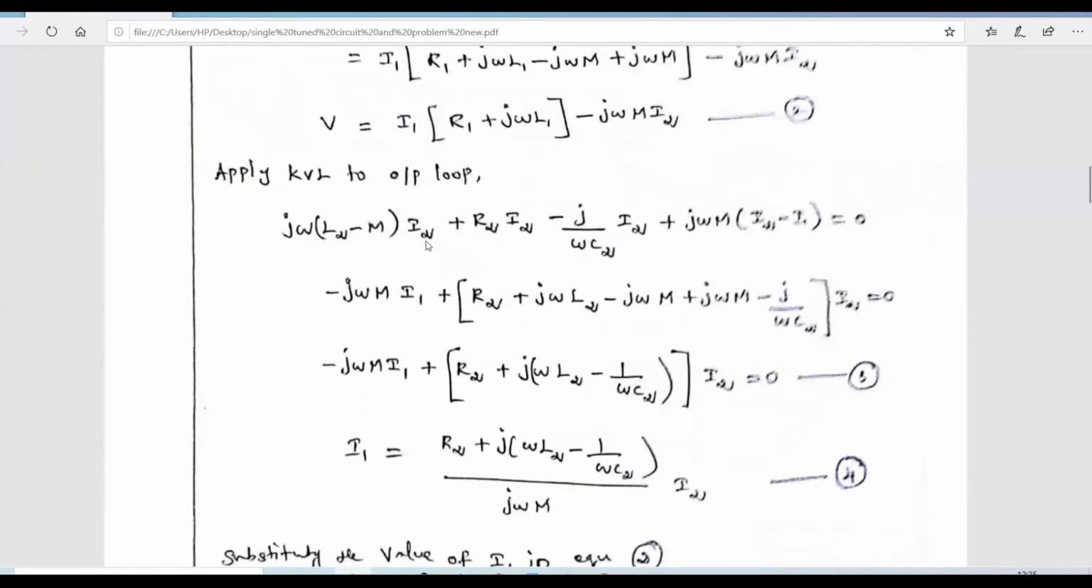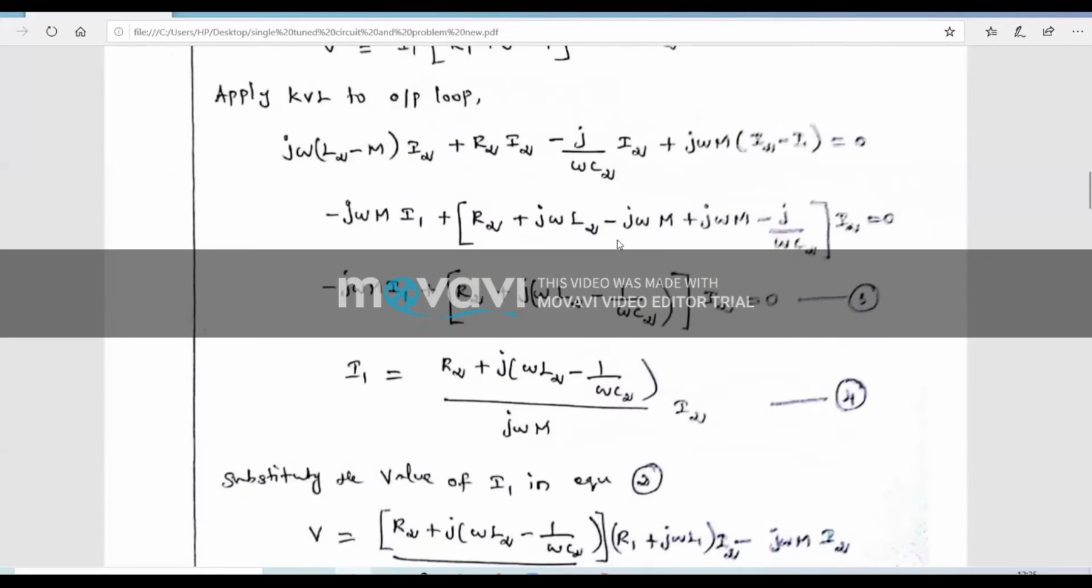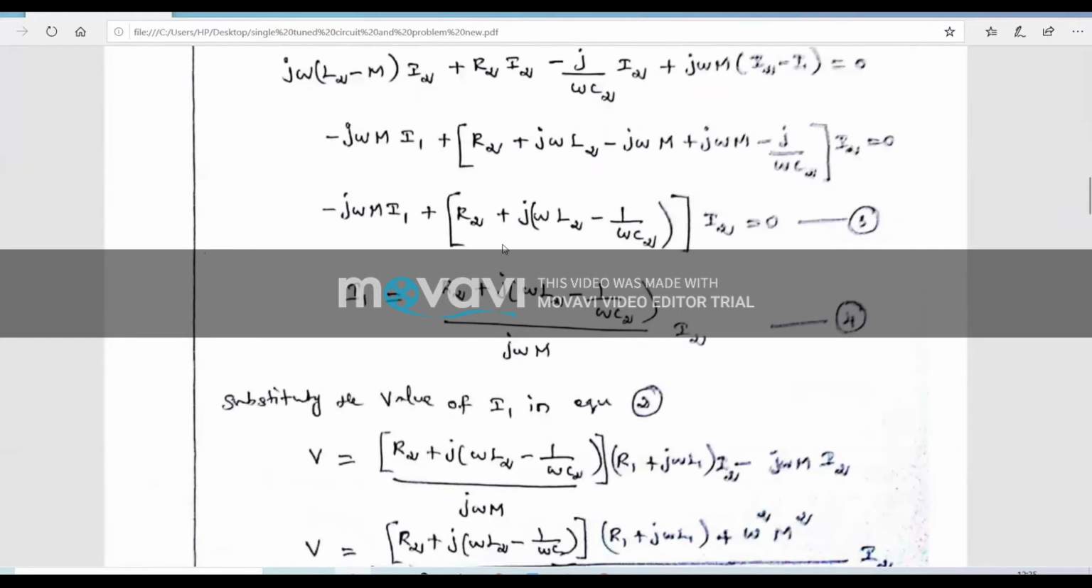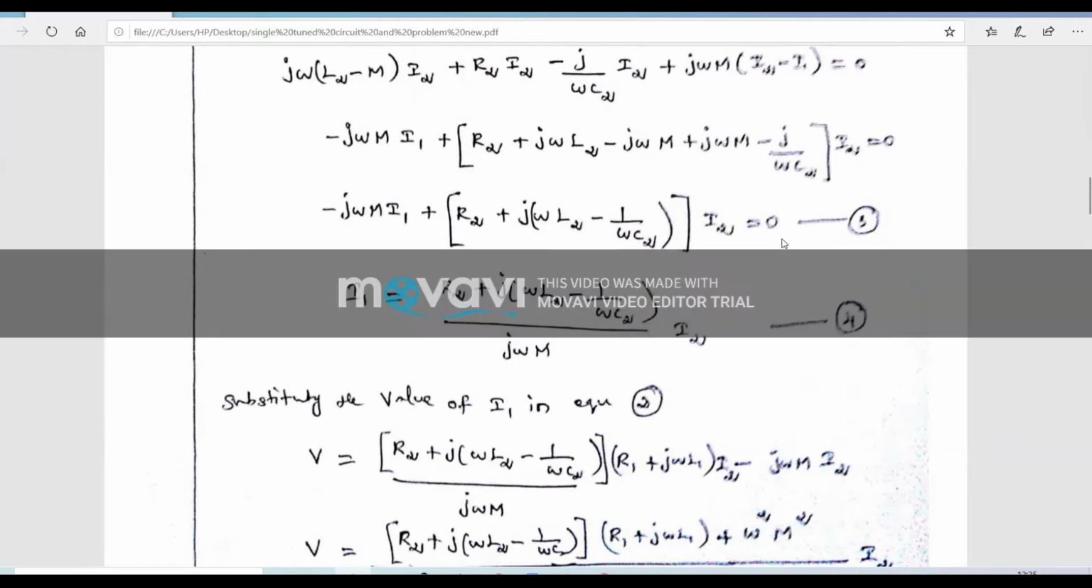Now split the terms. You collect only one I1 term and there are I2 terms. Similarly, the minus j omega M and plus j omega M get cancelled. Then we get this equation. Taking j as common, we write omega L2 minus 1 by omega C2, which is equal to 0. This is equation number 3.